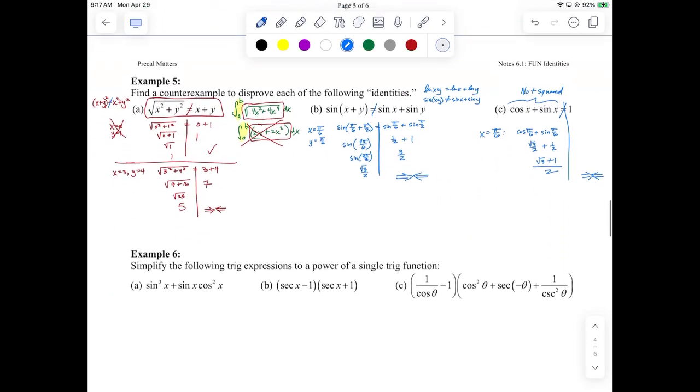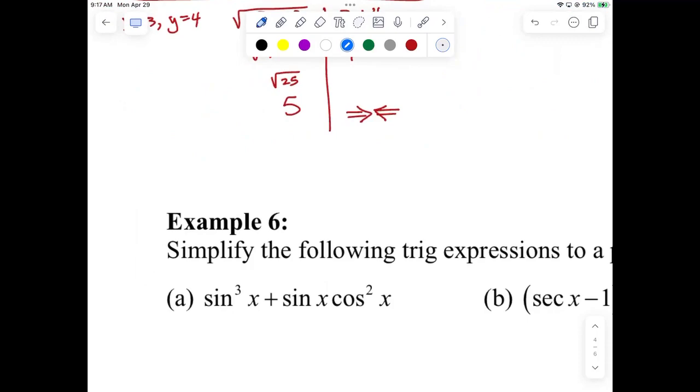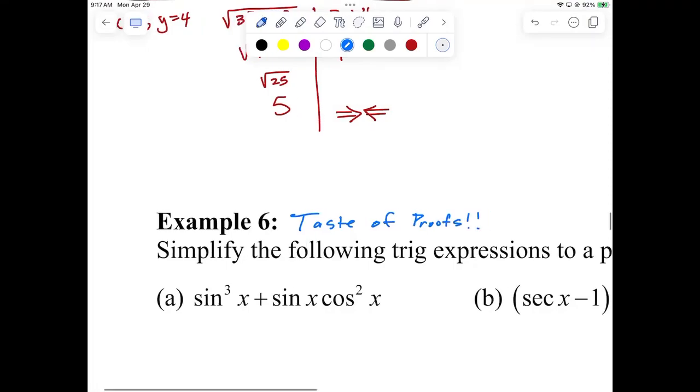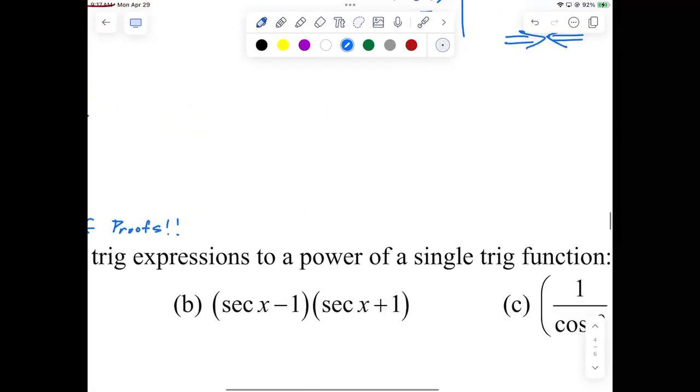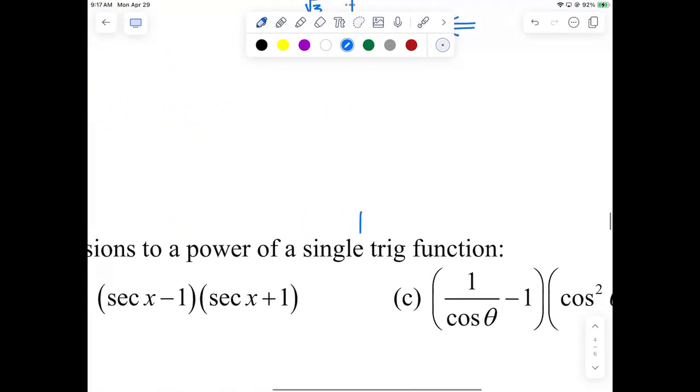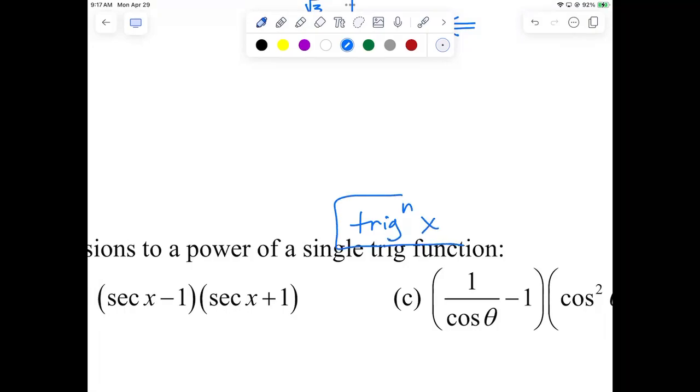Okay, now we're getting into the fun part. This is going to give you a taste of proofs. Simplify the following trig expressions down to a power of a single trig function. So I want it to be trig to some power n of x. It could be sine to the first, it could be cosine to the fifth. I want to simplify it down to a single power of a single trig function.